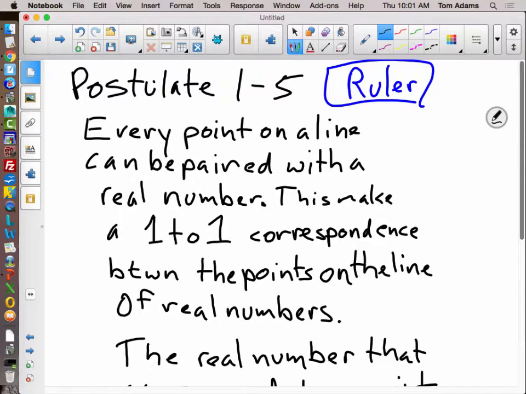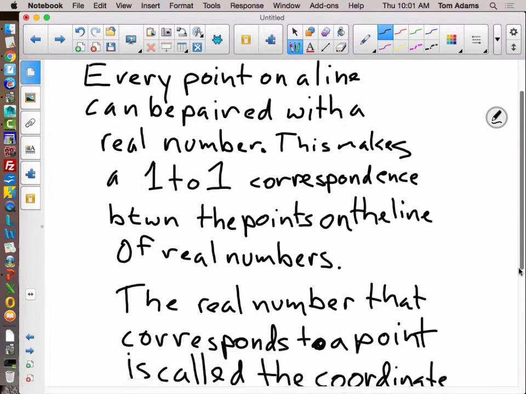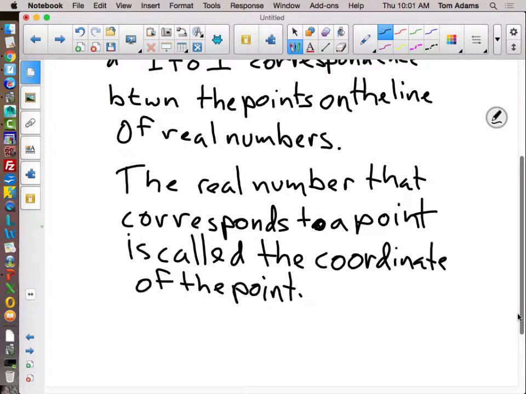This makes a one-to-one correspondence between the points on the line and the real numbers. Okay? The real number that corresponds to a point is called the coordinate of a point. What do I mean by that?